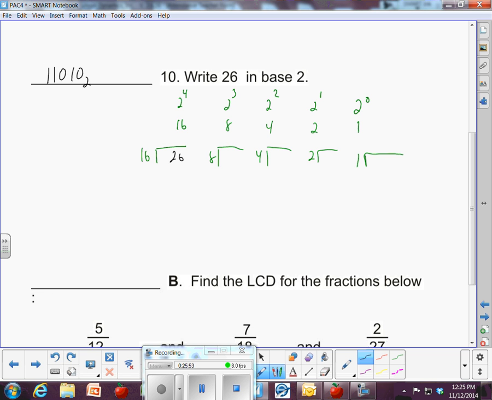16 goes into 26 one time. Remainder 10. 8 goes into 10 one time. Remainder 2. 4 does not divide into 2. 2 divides into 2 once. 1 goes into 0, 0 times. 1, 1, 0, 1, 0, base 2. How many got that correct? All right, be careful. That's not hard if you can keep it straight.